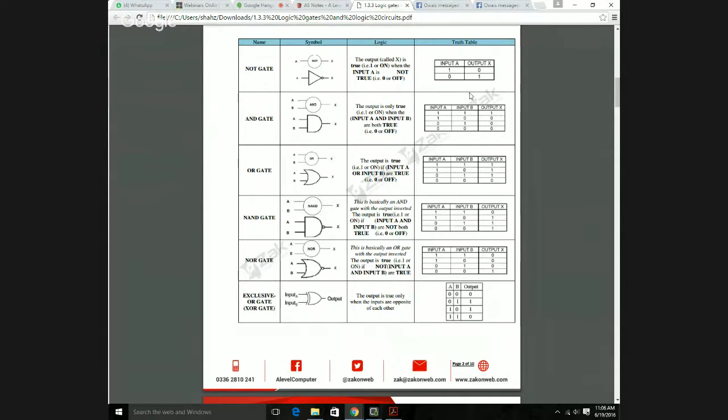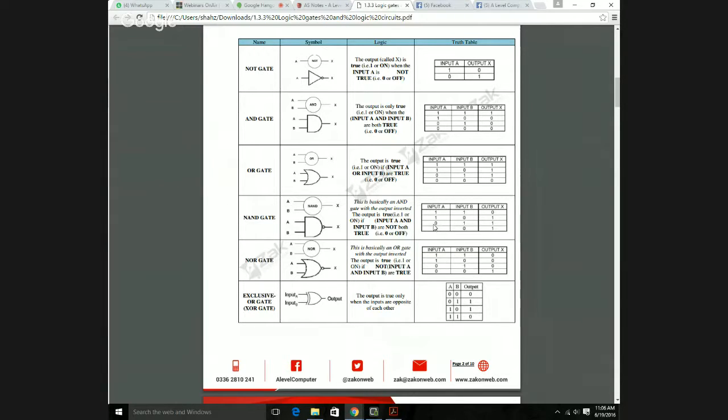What happens in the AND gate? If all the inputs are 1, then we get 1. Even if it's 2 inputs, even if it's 3 inputs, even if it's 4 inputs, if all the inputs are 1, only then 1 will be yielded. And so in the OR gate, what happens? If any of the inputs is 1, output will be 1.